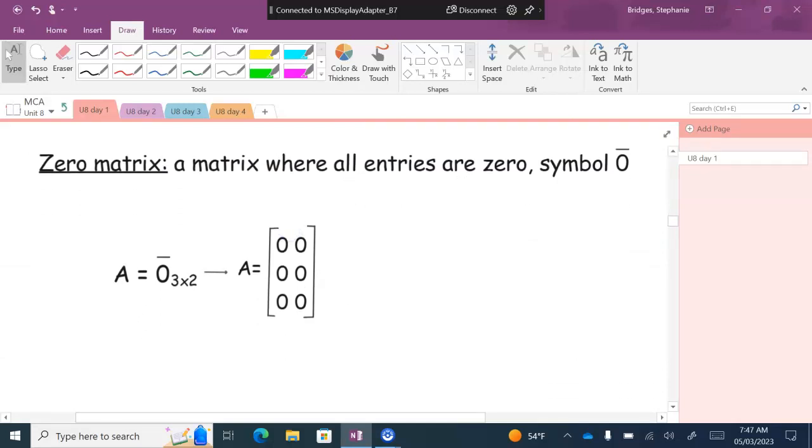A zero matrix, I'm going to give you a minute to write this down. A zero matrix is a matrix where all of your entries, all of the elements, all of the numbers inside your matrix are zero. And the symbol for that is going to be a zero with a little bar over it. That will probably be a question on your test as well.